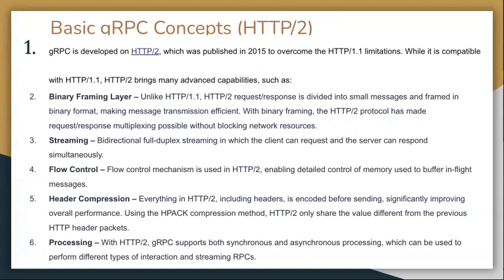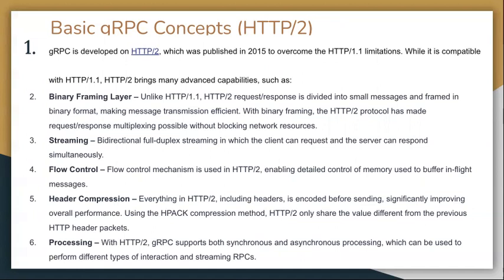Then comes the flow control. The flow control mechanism in HTTP2 enables detailed control of the memory used in the buffer for in-flight messages. So that is about the flow control. Next is the header compression. Everything in HTTP2, including the header, is encoded before sending, significantly improving overall performance. Thus, you can use the HPACK compression method for HTTP2 to share the values of different HTTP header packets.